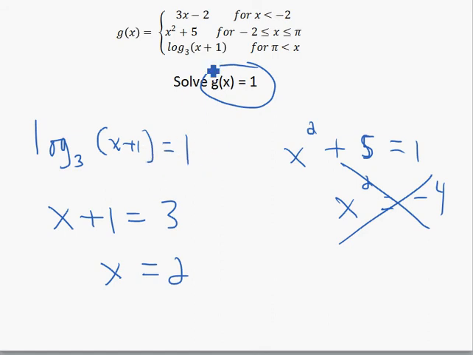Unfortunately for us, or not unfortunately for this equation that we're trying to solve here, I guess, when x is 2, you're not plugging it into log base 3 of x plus 1. You're plugging it into x squared plus 5. So even though 2 makes log base 3 of x plus 1 equal 1, it does not make g of x equal 1 because you're not plugging into that function. You're plugging into x squared plus 5. So x equals 2 is not an answer. So g of x never ever equals 1. So no solution.